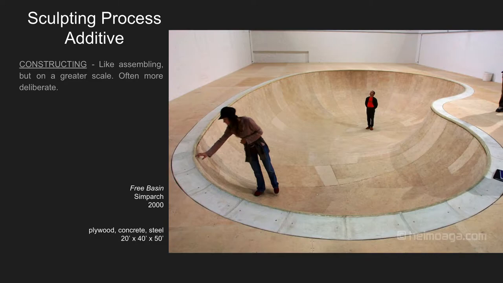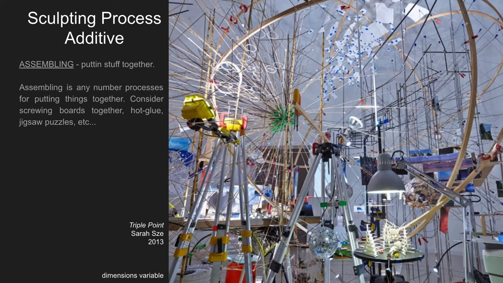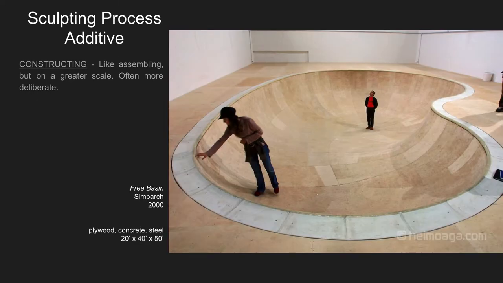Constructing is like assembling, but on a greater scale, often more deliberate. What I mean by more deliberate is that Sarah Z didn't really have this vision in her head as Simpark did when they built this skate bowl. This is construction. It is more along the lines of building a house again.